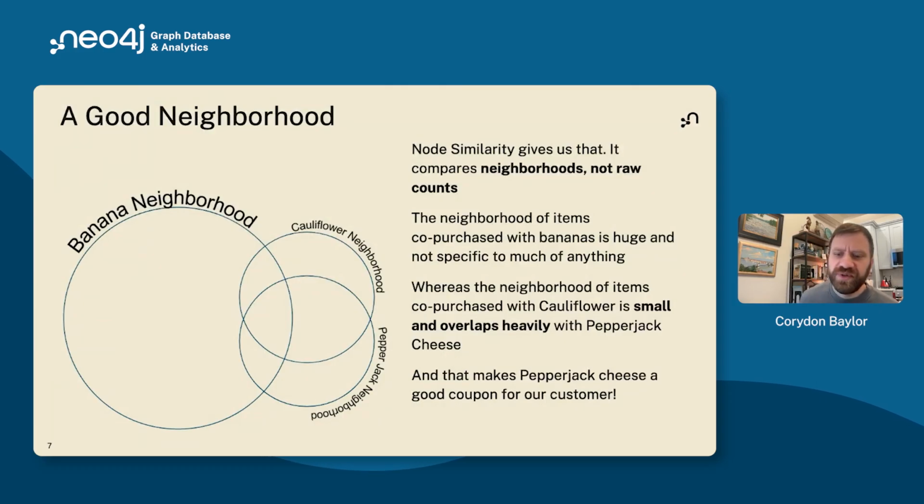Under the hood, node similarity is comparing neighborhood overlap, not just raw counts. So bananas appear in a huge number of co-purchased neighborhoods, so they aren't very specific to anything. And cauliflower, by contrast, is co-purchased with far fewer items, and many of those same items have a co-purchased neighborhood that overlaps with pepper jack cheese. And that indicates an underlying shared taste, which is why that item was selected as a recommendation.